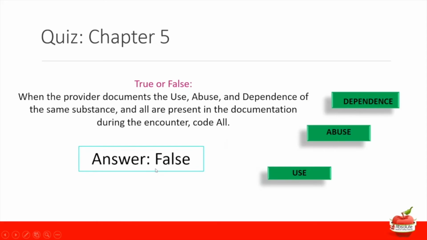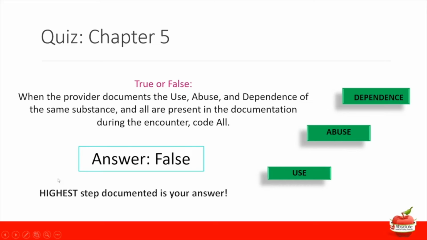So whenever you see use, abuse, and dependence all in the same document, all in the same case, there is a hierarchy to be followed. When you have use, abuse, and dependence, code the dependence. And when you have use and abuse, code the abuse. So that is how you have to do. Highest step documented is your answer. So great work on the chat. Let's move on to the next. Let's see what we're having next.